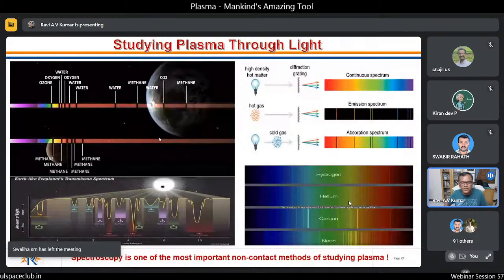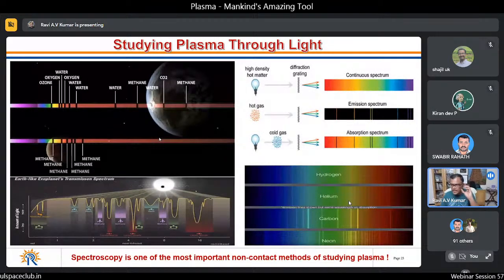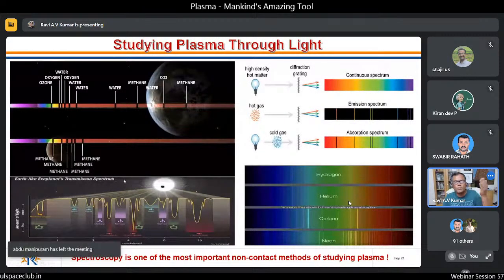So let us look at the first thing, that is studying plasma through light. As I said, plasma produces light. Now I can capture that light and study that light. But why is that relevant? Why am I showing planets and all that? It is the same technique by which astronomers understand what materials are there in a planet, or whether this planet has an atmosphere or not. How is that done? Because of something called emission and absorption spectrum.